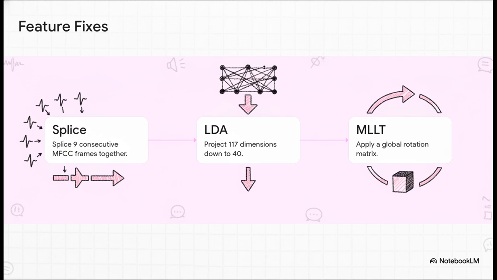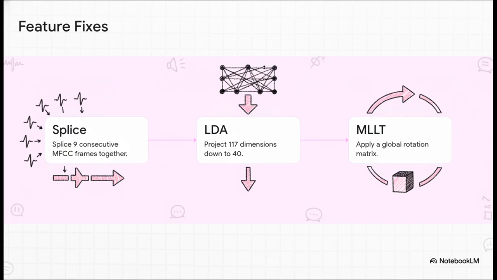Step 1. We take our standard 13-dimensional audio frames and splice 9 consecutive frames together. This creates a massive 117-dimensional supervector. Step 2, 117 dimensions is way too bulky, so we use linear discriminant analysis, or LDA, to project those dimensions down to a sleek 40. Finally, step 3, we apply a global rotation called MLLT.